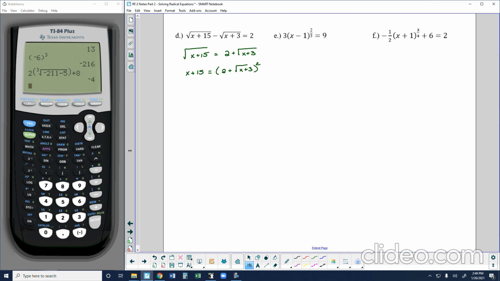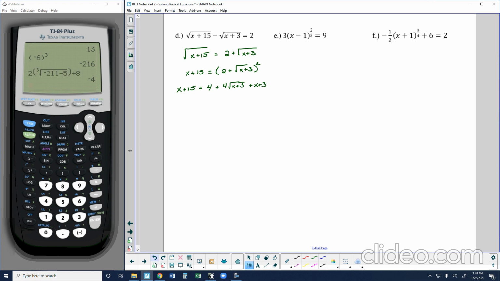So remembering our property from squaring binomials, you square the first term, so 2 squared would be 4. Then you take the 2 terms, multiply them together and double that. So that would be 4 roots of x plus 3. Then you square the last term. So the square of the square root of x plus 3 would just give me plus x plus 3.